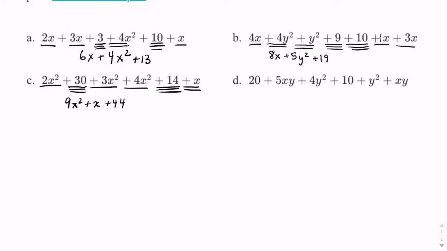Okay, for now, it doesn't matter the order you write these terms. If you wrote 9x squared plus 44 plus x, that's fine. We didn't learn about how to order terms yet with degree, so any order is fine.